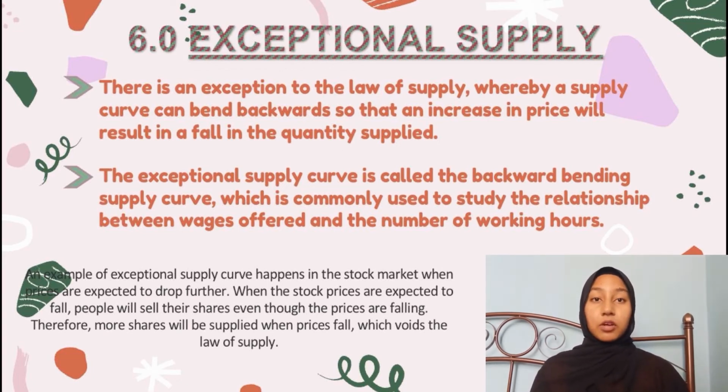An example of an exceptional supply curve happens in the stock market, when prices are expected to drop further. When the stock prices are expected to fall, people will sell their shares even though the prices are falling. Therefore, more shares will be supplied when the prices fall, which voids the law of supply.